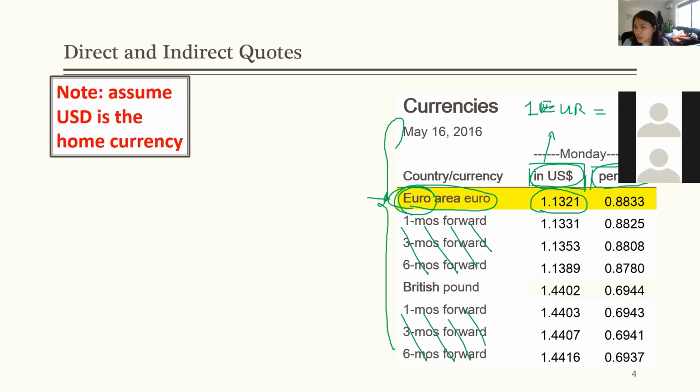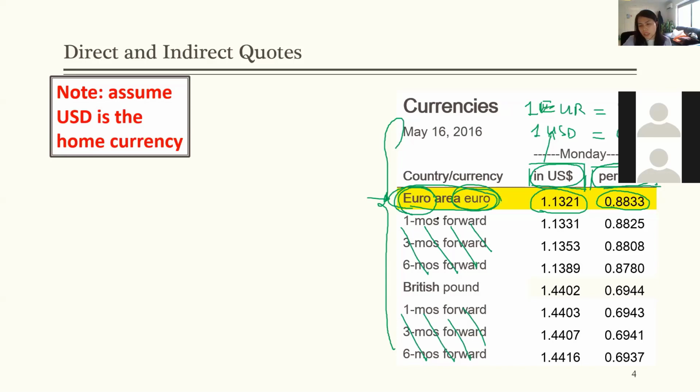In the third column, these are the per USD values. So this column tells me how much 1 USD is worth in the respective currency. If I look at the euro, then this number tells me how much a USD is worth in euro. So 1 USD is equal to 0.8833 euro. This is going to be important later on, especially in your assessments.